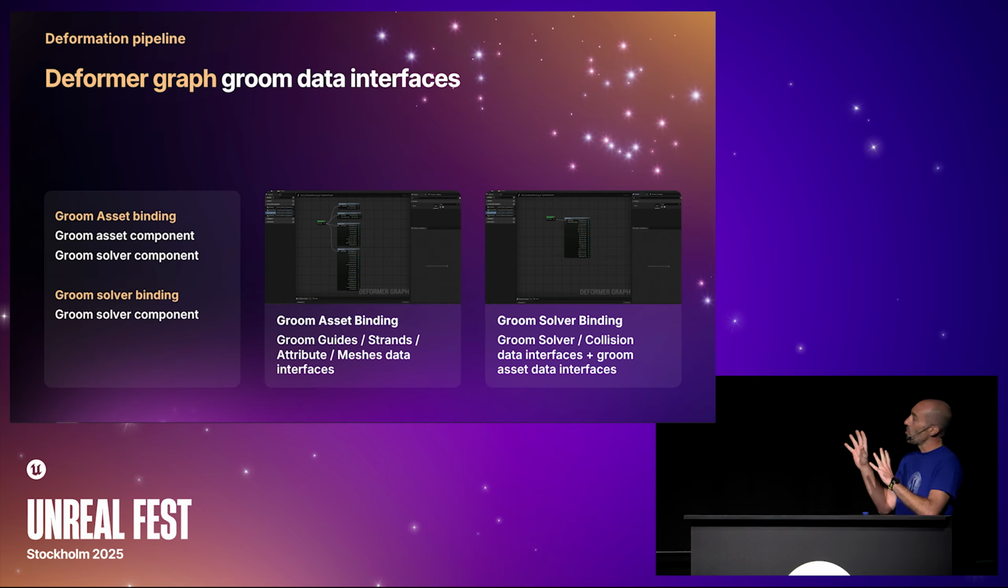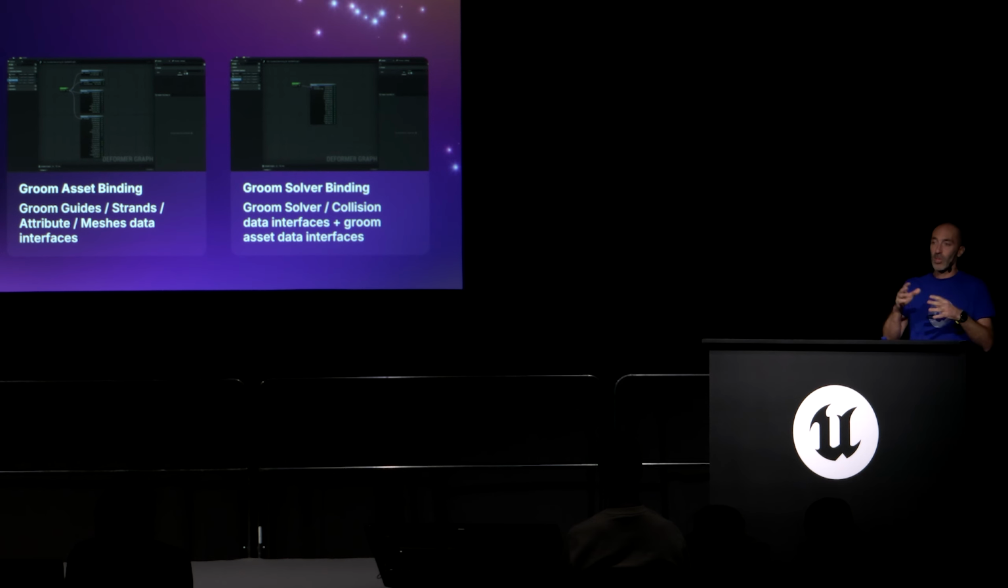So with these two bindings, basically you can now have more interaction between all the assets that you have in the Groom solver, plus you can have collision with all the skeleton meshes and static meshes that you have registered to the solver.